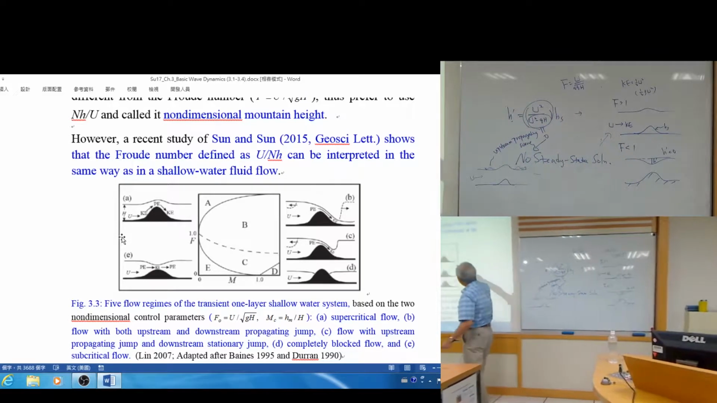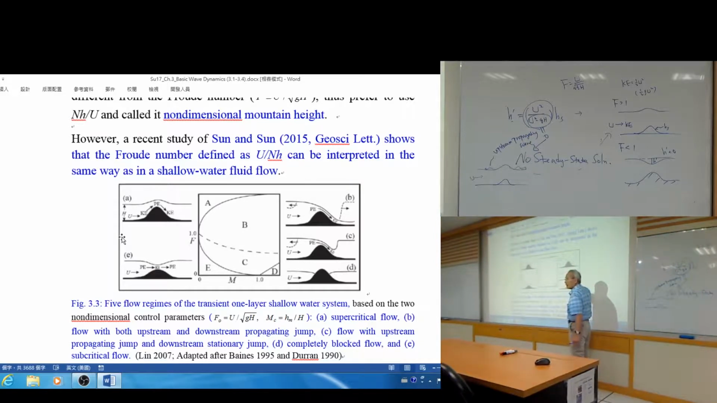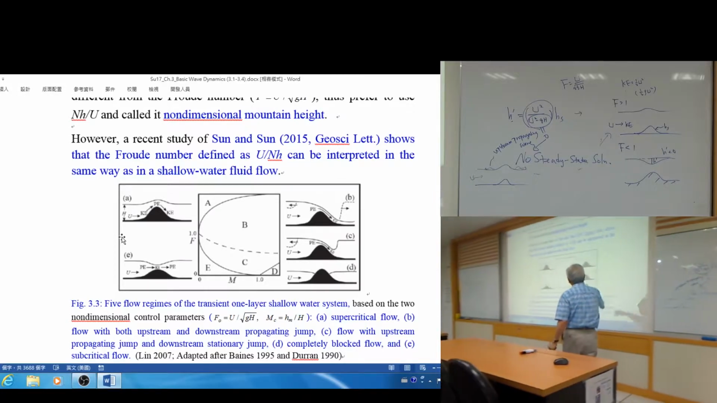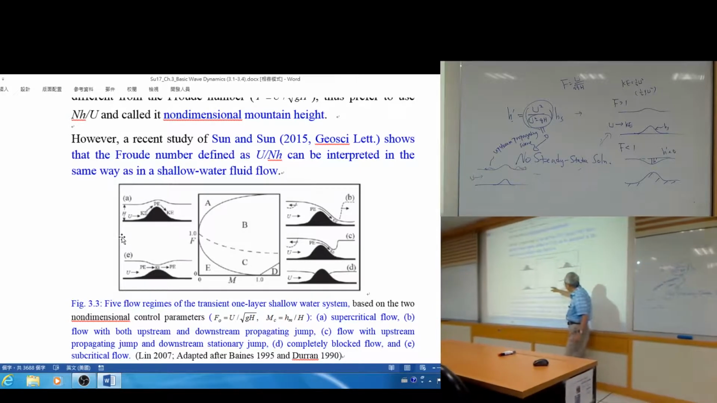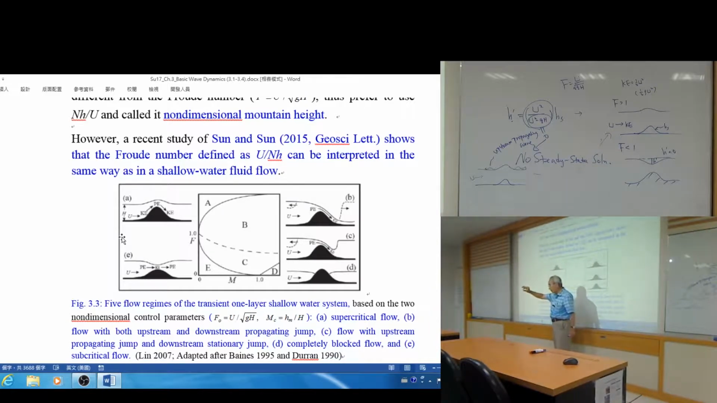And this jump is propagating. This jump is stationary. That means it's... how do you say stationary? Stationary. 静止. So it becomes a stationary hydraulic jump. And this one is when your U becomes very, very small, to a certain point.